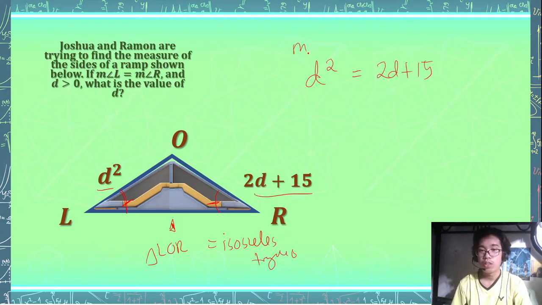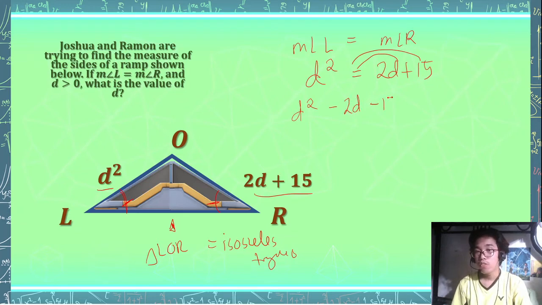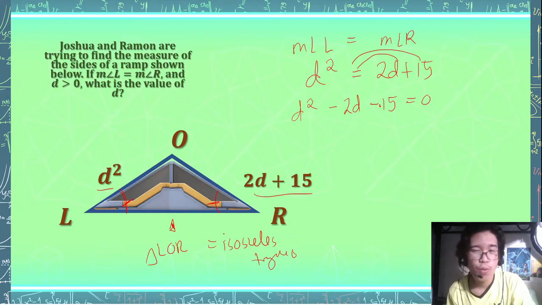Since it's given that the measurement of angle L is equal to the measurement of angle R, to solve for the value of d, we can transpose 2d and 15 to the other side. So this is going to be d squared minus 2d minus 15 equal to 0. How can we solve for d? We can simply factor. We're going to factor to find the value of d.